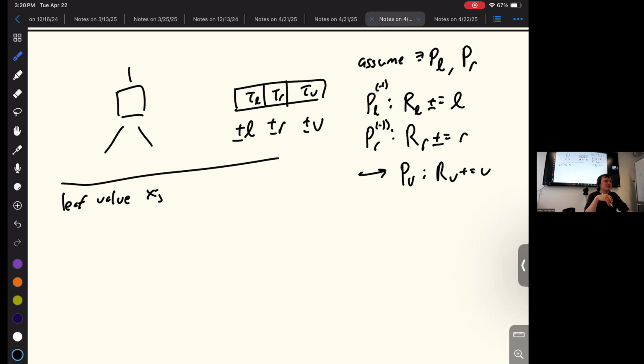Yeah, you add or subtract a leaf value from memory. It's sitting right in front of you. Just look at it, add or subtract it. I'm not even going to bother writing it down. Now, V equals L plus R.